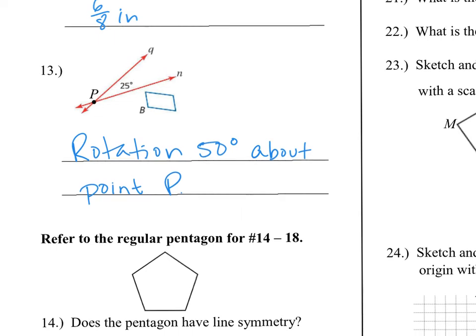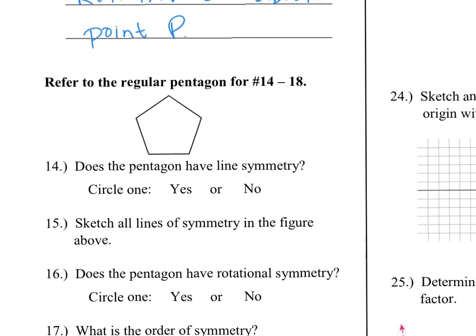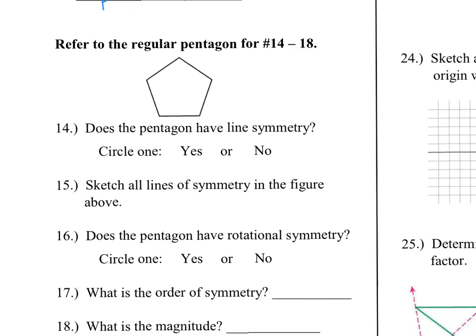All right, and then numbers 14 through 18, we're going to refer to this regular pentagon. Make sure you know that it's regular. First thing you're going to answer is this question: does the pentagon have line symmetry? In other words, could we draw a line such that if you were to fold the paper along that line, one side would line up perfectly with the other side? And the answer to that question is yes.